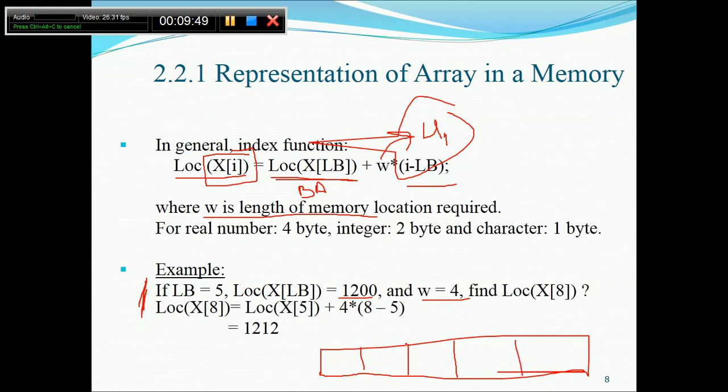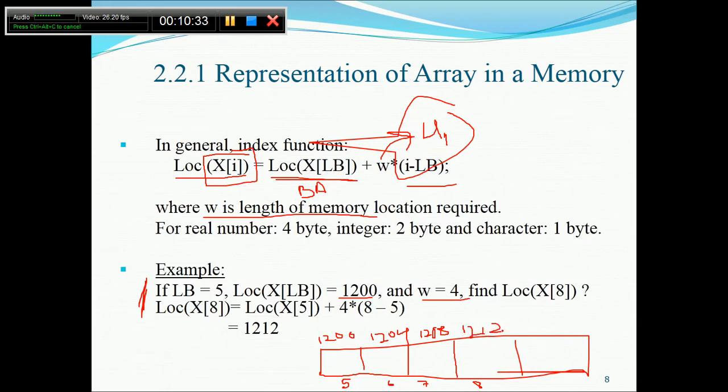So the lower bound here is 5, and the indexes are 6, 7 and 8. It should be 1200. It should be 1204. It should be 1208. It should be 1212. Okay.